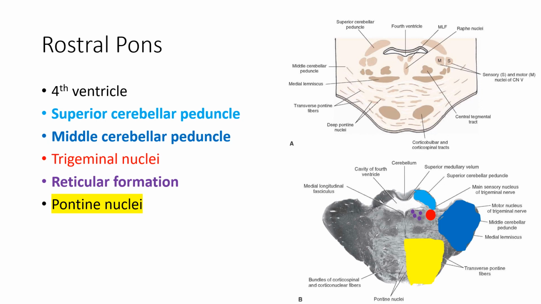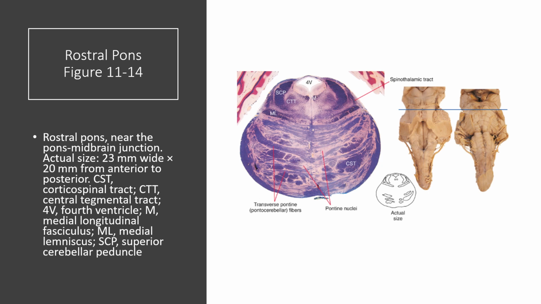Rostral pons, so again, orient yourself to the fourth ventricle space here. You can see superior cerebellar peduncles. Note that everything is bilateral and symmetrical. Trigeminal nuclei, we can see reticular formation, purple dots there again, our middle cerebellar peduncle, and the pontine nuclei. Another picture of the rostral pons here for you. So we could just see these pontine nuclei kind of interspersed through here.